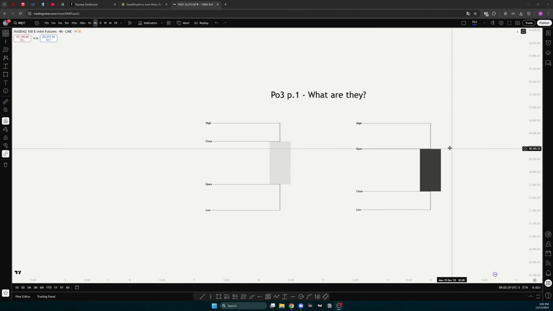So now you understand what PO3s are and a little bit how to use them. In the next part we will get a bit more in depth into PO3s and how you can use them in your day-to-day trading, and not only for the New York session, but also for the London session, and we will get a bit more specific about the topic of PO3s.